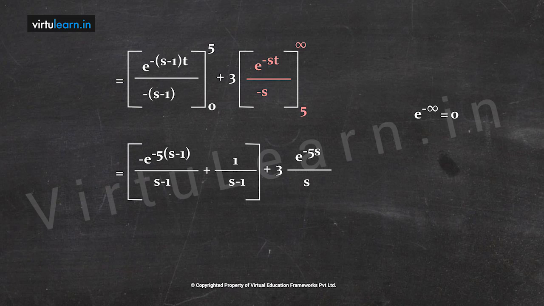The final answer is what I am doing here: I have taken s minus 1 common, so it becomes (1 - e^(-5(s-1)))/(s-1), plus 3e^(-5s)/s. This is the answer. I am writing it in systematic order, with s minus 1 taken as common. This is the problem.